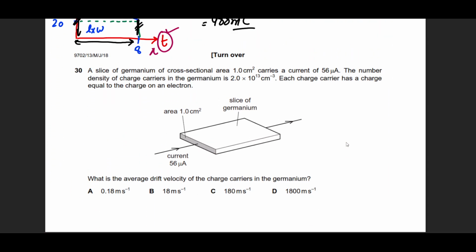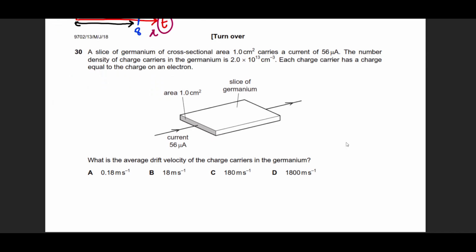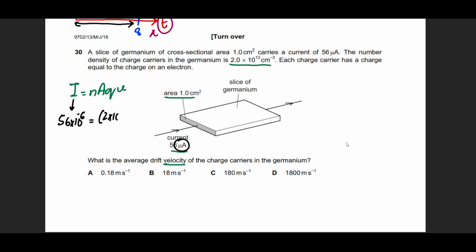Question number 30 from May-June 2018, paper 1-3. He has given us the area, the current, and the charge density as well, and he's asking us to find the drift velocity. Very straightforward question. So I equals nAqv, and most of the values we are already familiar with. This I is equal to 56 into 10 raised to power minus 6 because it's microamperes. Charge density is 2 into 10 raised to power 13.